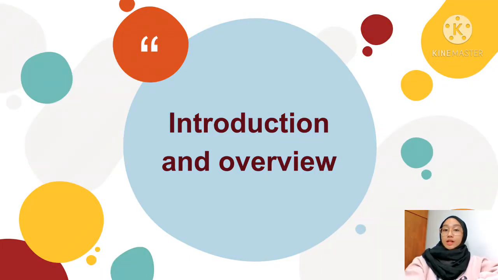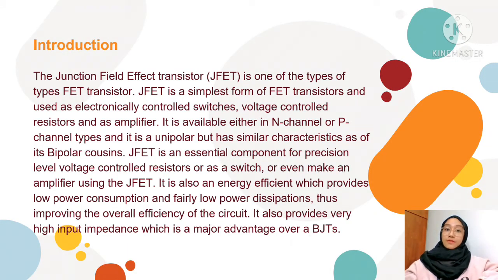So let's go to the introduction and overview of JFET. JFET, known as junction field effect transistor, is one of the types of FET transistor. It is the simplest form of FET transistor and is used as electronically controlled switches, voltage control resistor, and amplifier. It is available in either N channel or P channel, and it is a unipolar transistor, but it has similar characteristics to its bipolar cousin.